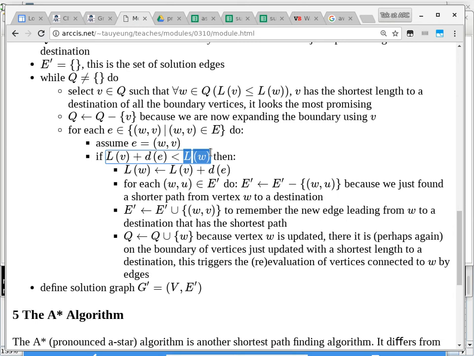Okay. So let's say it is true that we have just found a shorter path for W to go to a destination. The first thing we do is update it. Because L of W is supposed to be the length of the shortest path from W to a destination. If we know that W going through V to a destination has a shorter length than what we knew before, we need to update it. Is that okay?